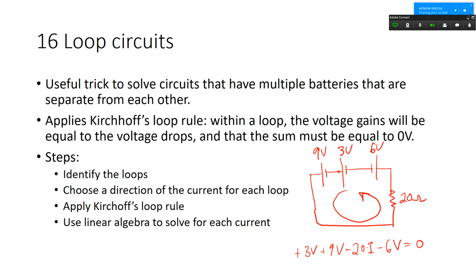All right. It has to be equal to 0. That's what the loop rule is. That within a given loop, your voltage gains and voltage drops all going to add up to give you 0. So here I'm going to end up with plus 3 plus 9 minus 6, which is just going to be 6 volts minus 20 I is equal to 0. Okay?